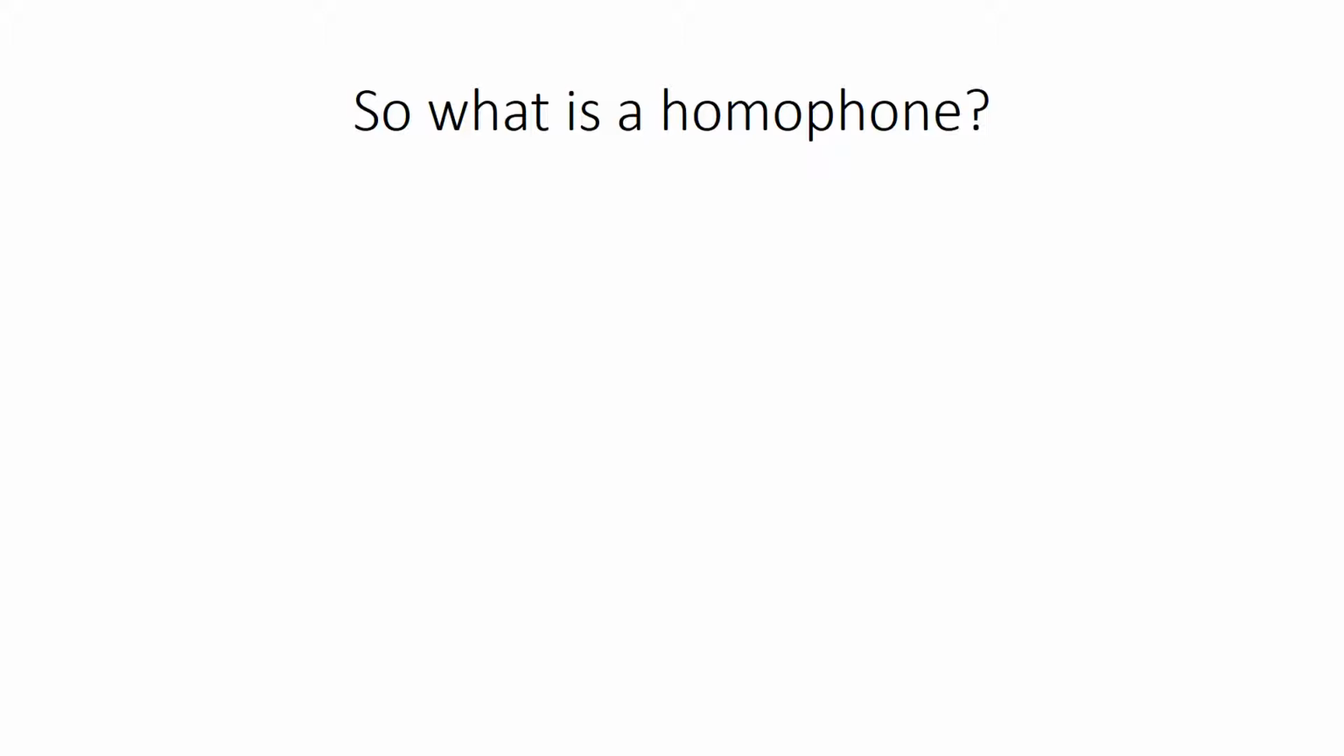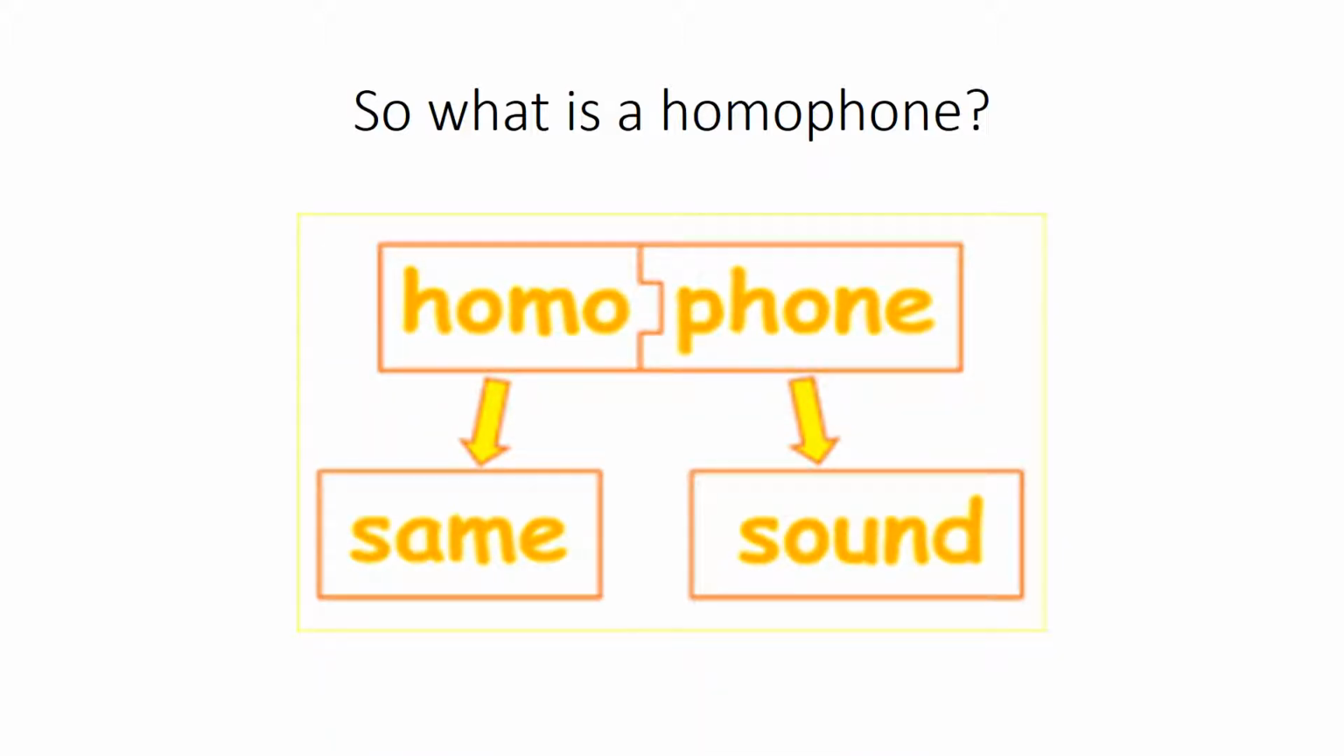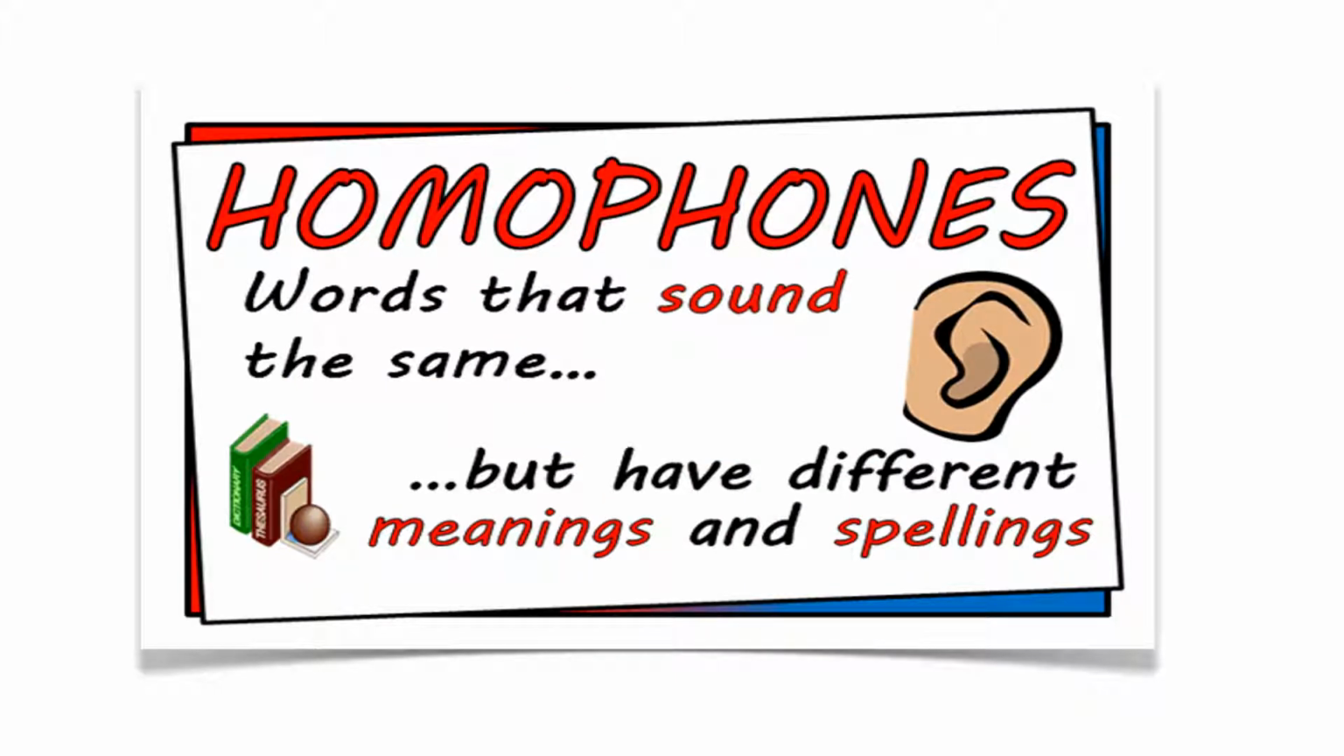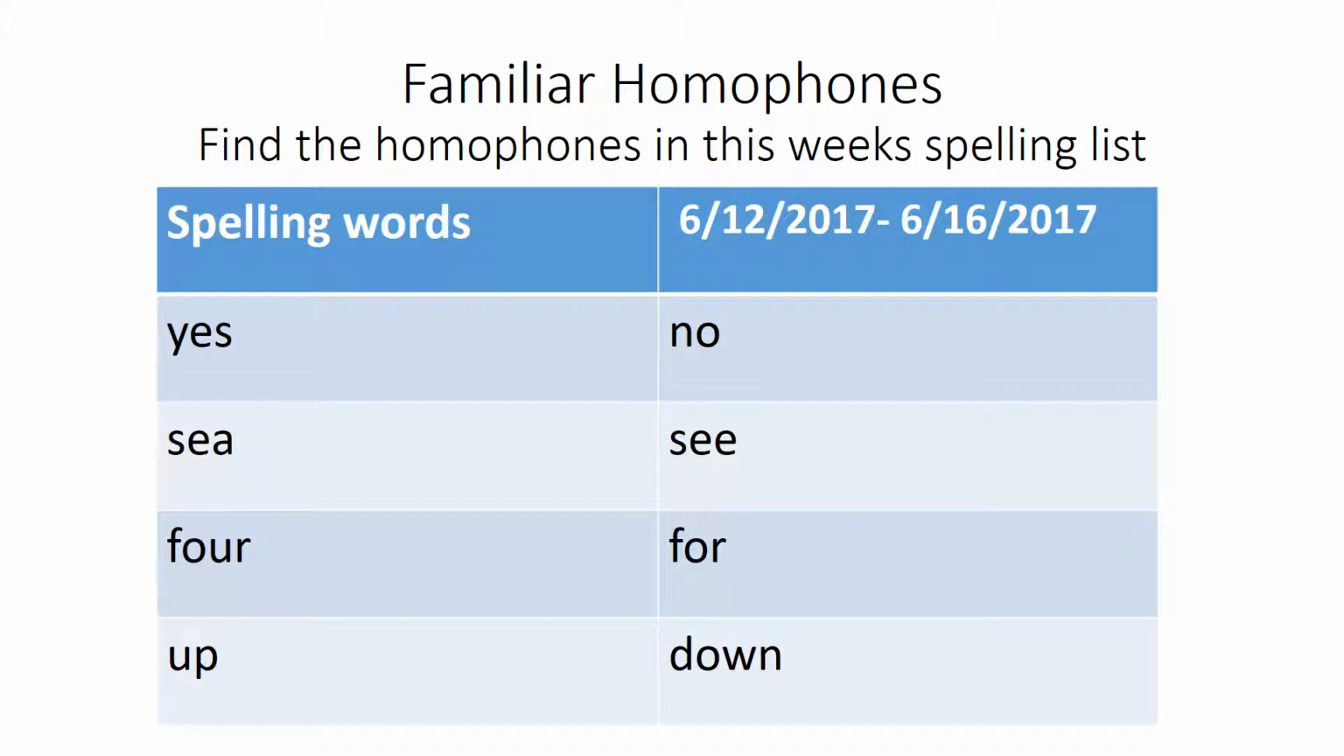So what is a homophone? Let's see. Well, we said that homo means same and phone means sound. Homophones are words that sound the same but have different meaning and different spelling. Okay, first graders, let's take a look at your spelling list for this week. You have a few spelling words that are homophones, and then you have a few that are not. Can you take a second and try to find the homophones? Remember, homophones sound alike, but they are not spelled alike, and they do not mean the same thing.